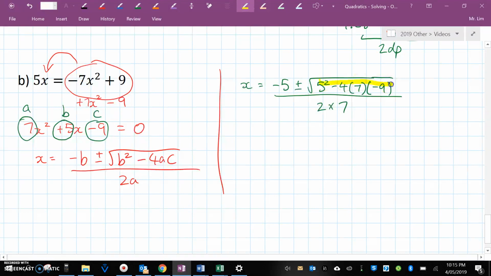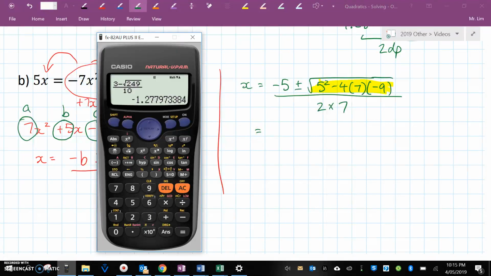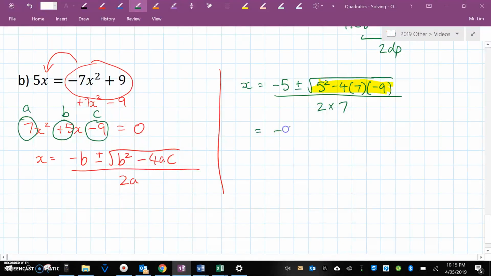Let's put the determinant, whatever is underneath the square root sign, in the calculator again. 5 squared minus 4 times 7 times minus 9. Oops, let's try it again. 5 squared minus 4 times 7 times minus 9, which is 277. Minus 5 plus or minus the square root of 277 over 14. So that's the answer in exact form.